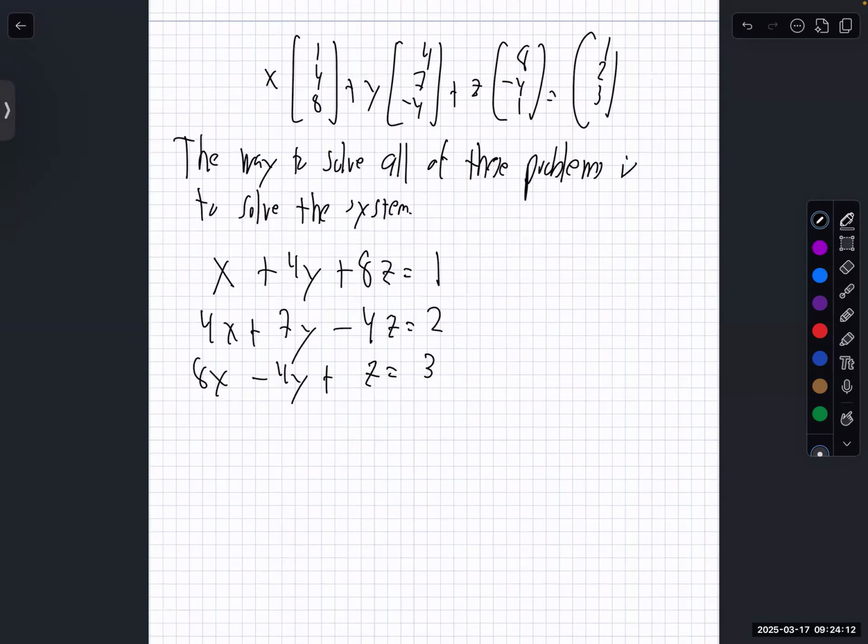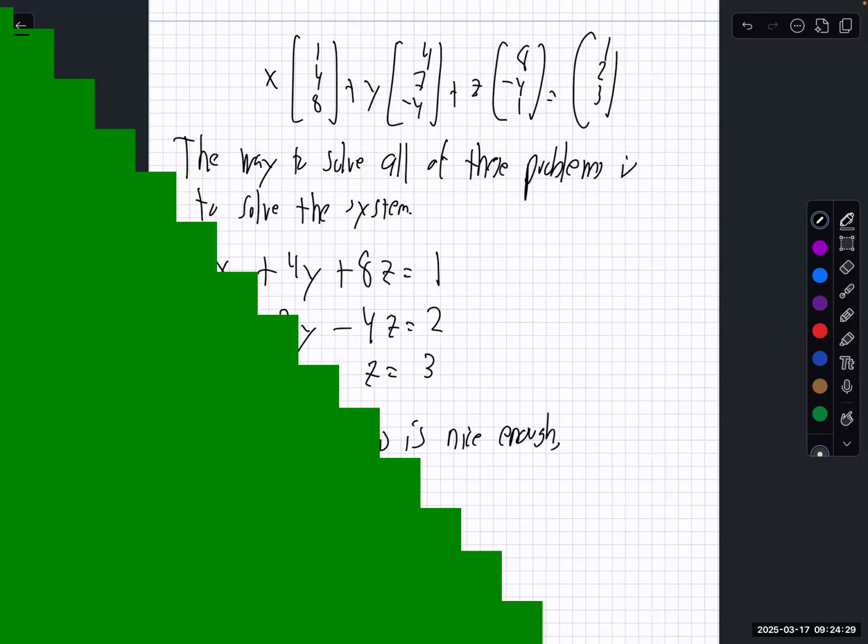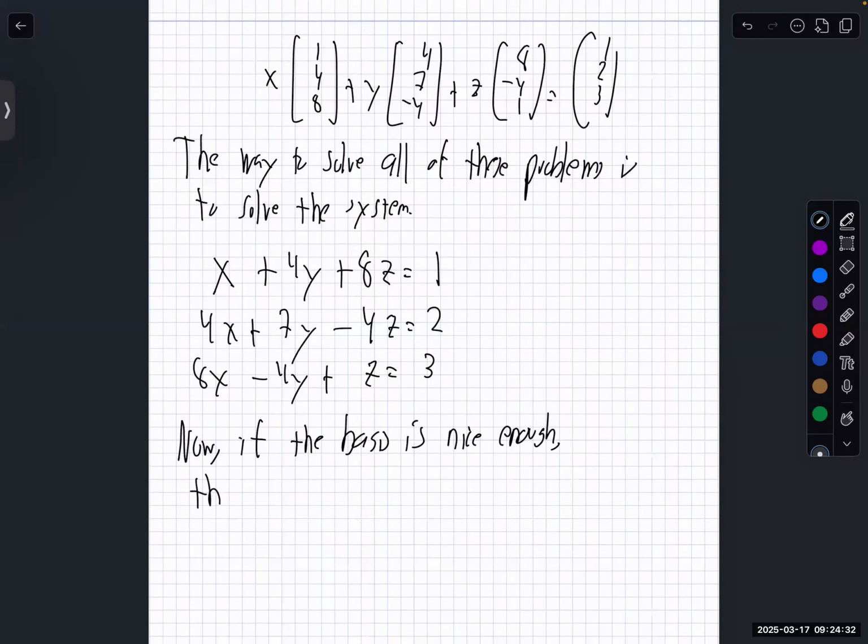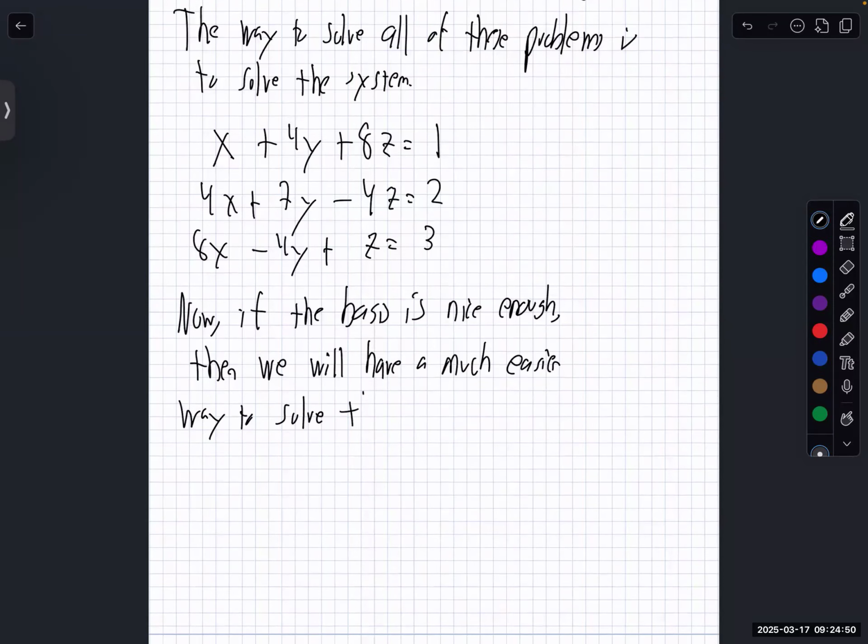So in this section, so now if the basis is nice enough, then we will have a much easier way to solve these problems.